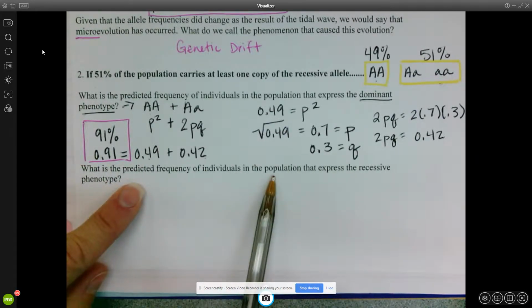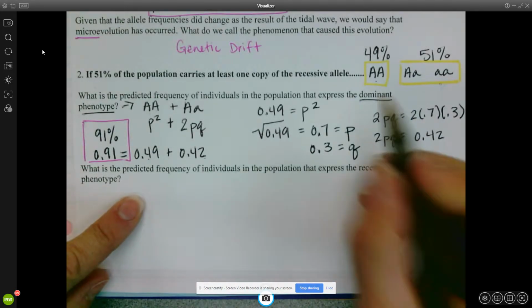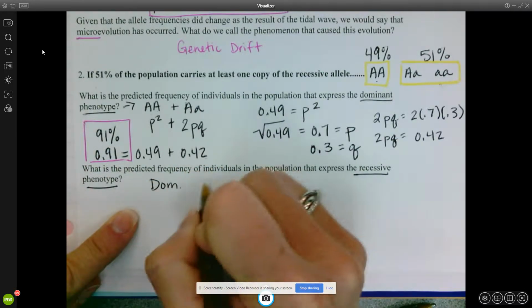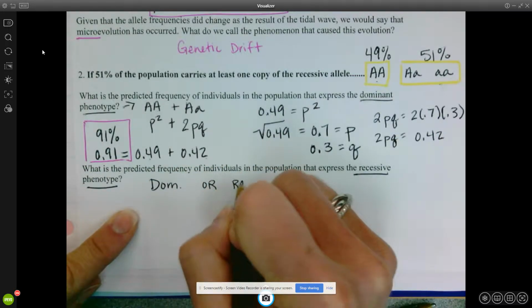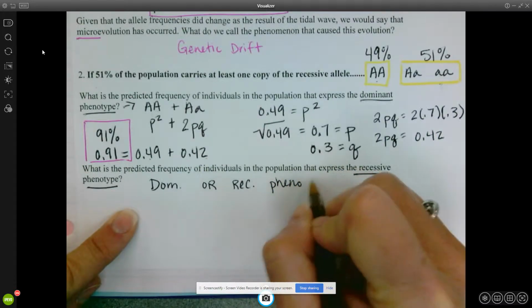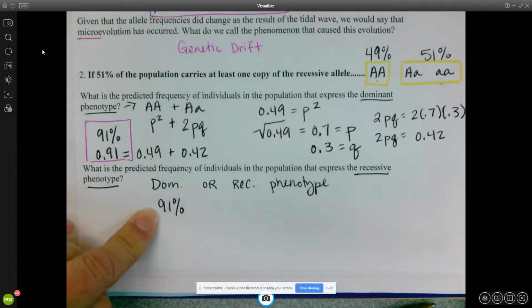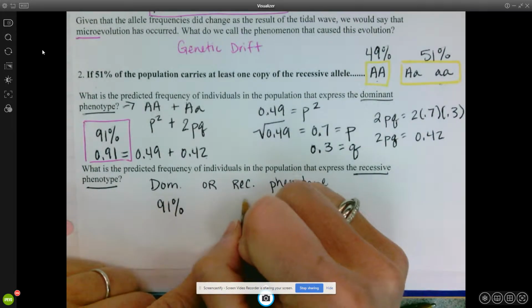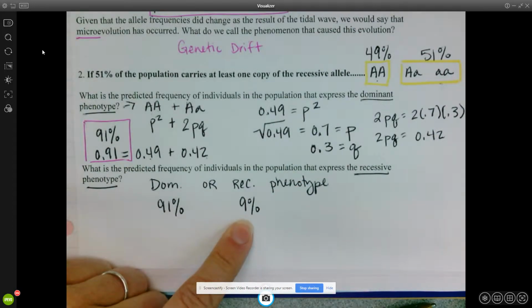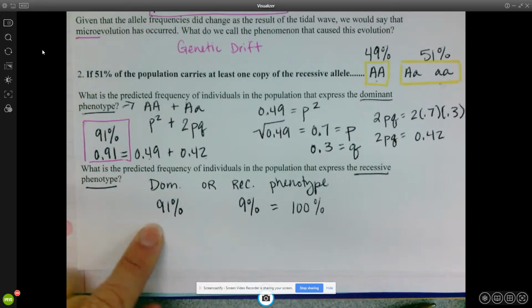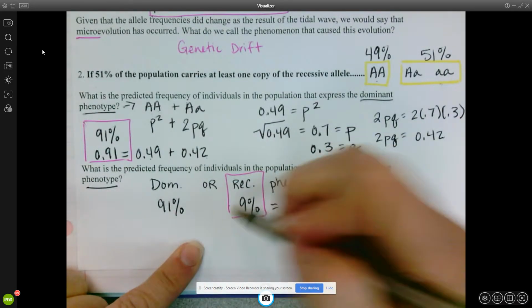What is the predicted frequency of individuals that express the recessive phenotype? Well, we know that there's only dominant or recessive phenotype. We're not looking at genotype, phenotype. So if 91% is dominant phenotype, the other part of the pie is 9%. That makes up the rest of the population with the recessive phenotype. Okay, and that equals all of the population. So what's your answer? The 9%.